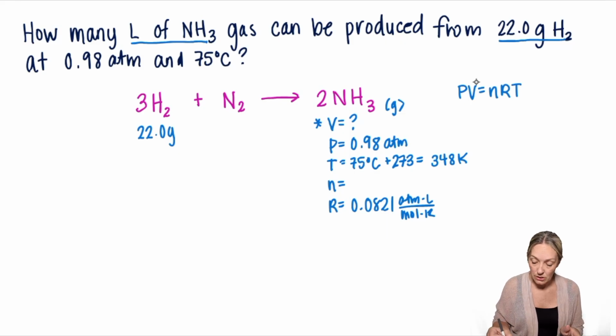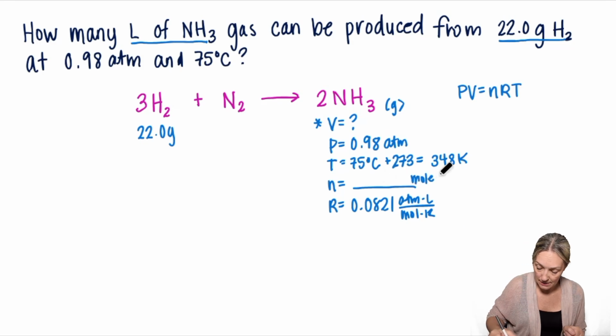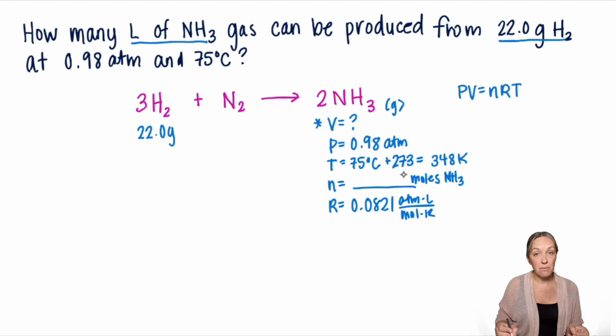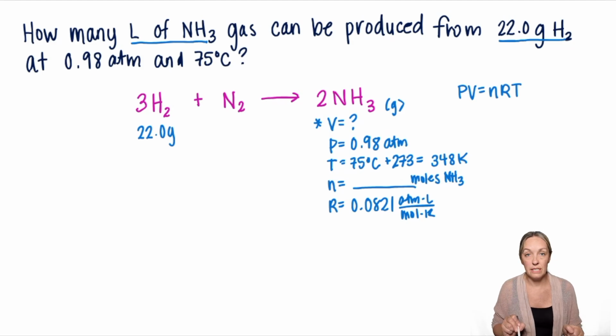Notice that I can't use the PV equals nRT equation at the moment because I'm missing 2 out of the 5 variables. I'm only ready to use the equation when I'm missing just one variable, so I'm going to have to figure out a way to get the n value. If I can get the n value, and remember that n is moles, if I can find the moles of NH3, then at that point I can use my PV equals nRT.